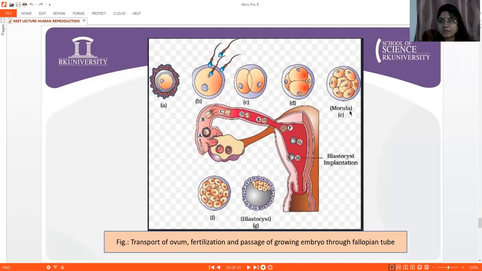This is called the morula stage. After the morula stage, blastocyst formation takes place. This blastocyst gets implanted inside the uterus; implantation takes place from 6 to 12 days after the fertilization process. You can see this is the blastocyst, and from this the various other cells are formed. So this is all about the transport of the ovum, fertilization, and the passage of a growing embryo through the fallopian tube, and how the blastocyst is implanted inside the uterus wall.